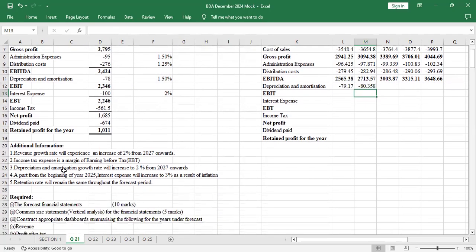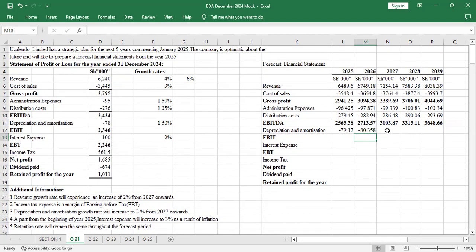And I was told that from 2027, the depreciation and amortization growth rate will increase to 2%. It will not be an increase of 2%, but it will increase to 2%. So it means that it will move from 1.5% to 2%. You have to understand the language. So from 2027, we now use 2% instead of 1.5%. So just come here, say equals 2.